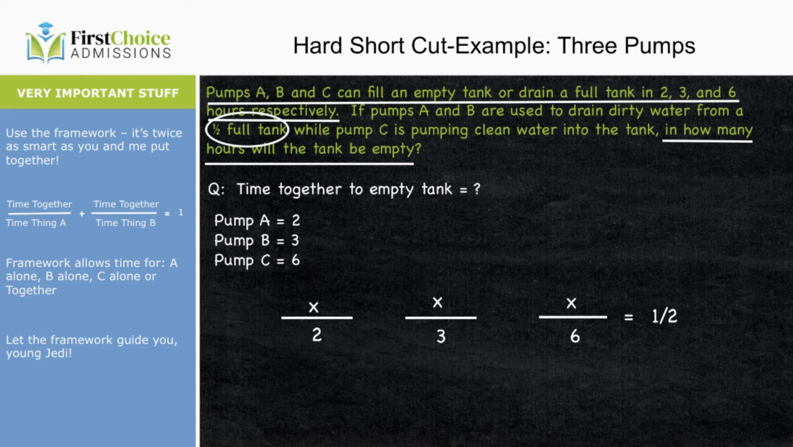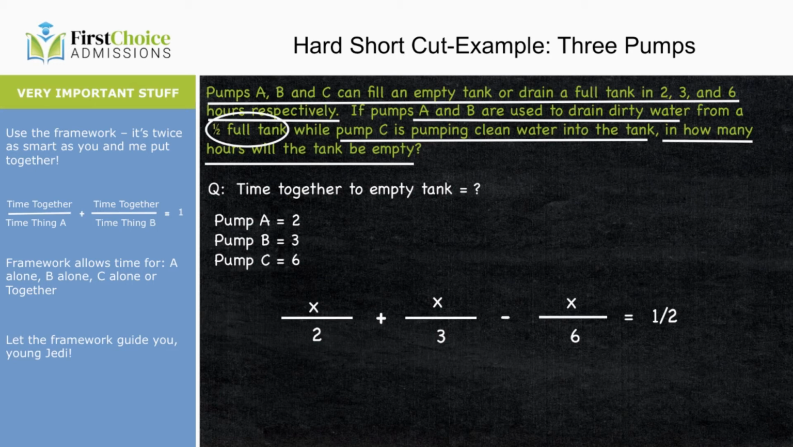Now there's this very strange business about A and B. They're being used to drain dirty water, while pump C is pumping clean water into the tank. So let's think about this for a sec. A and B, all right, they're buddies. They're working together. They are getting this job done. C is not helping. In fact, C is actively going in the opposite direction. So how do we capture that in math? Well, pumps A and B are working together so they get a plus sign, but pump C is working in the opposite direction, so it gets a minus sign.